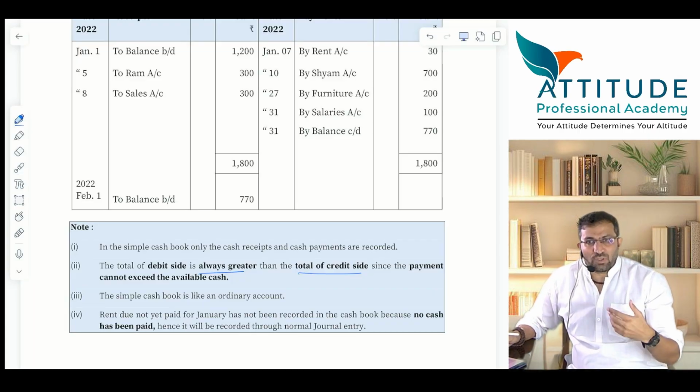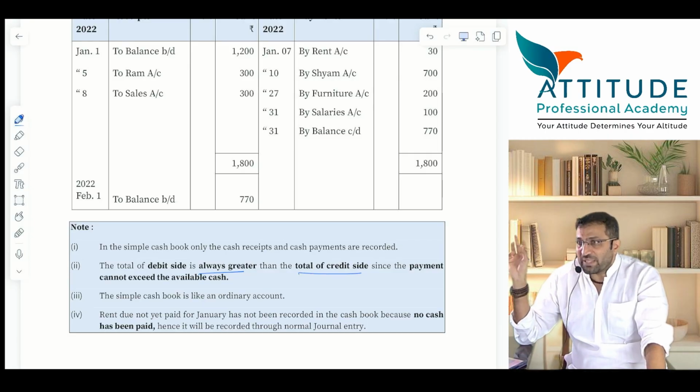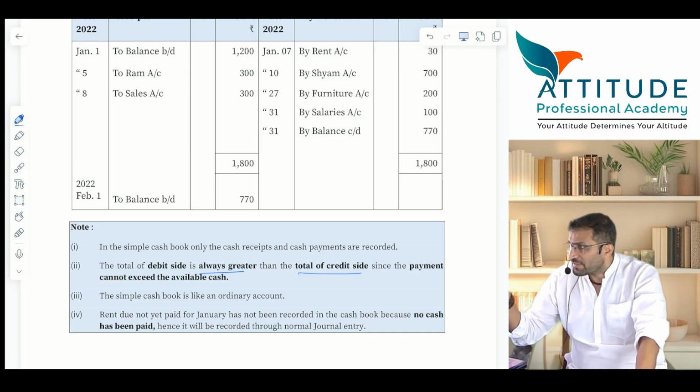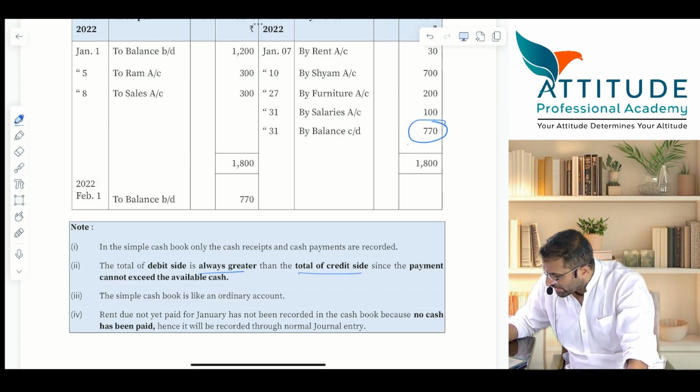Let us say I am having 1000 rupees. Can I spend 2000 rupees? Impossible. Is that clear? But in the bank I have 1000 rupees. If the bank gives me a facility to overdraw, can I spend 2000? Answer is yes. If the bank gives me a facility. So cash will never show a credit balance. Cash will always show what? Debit balance.